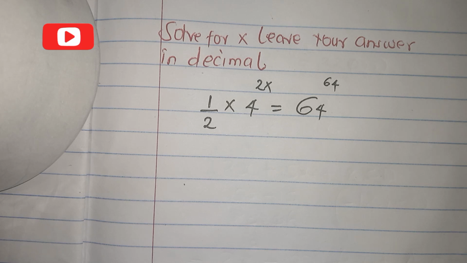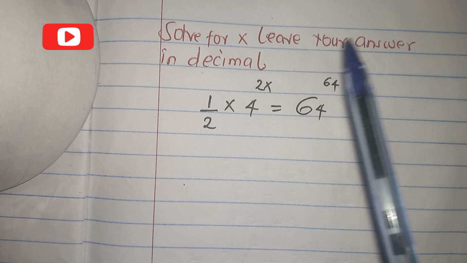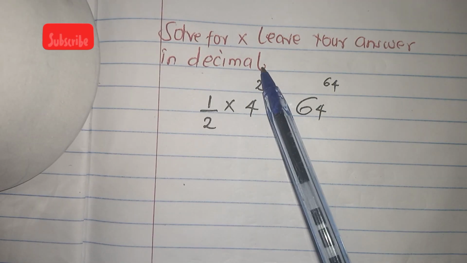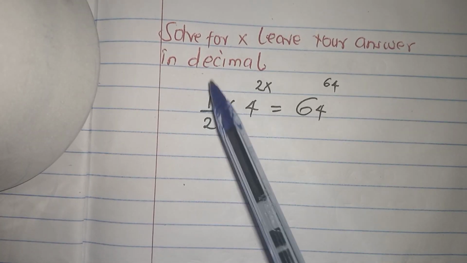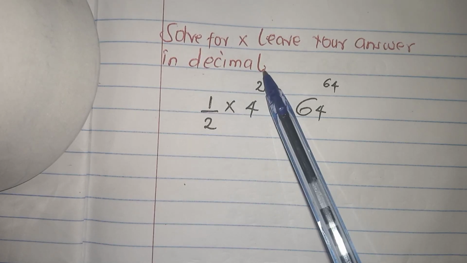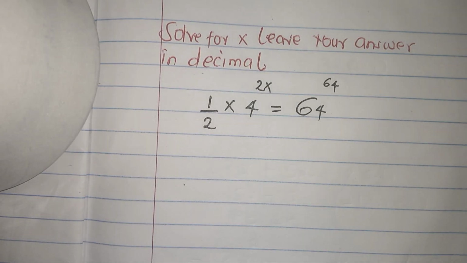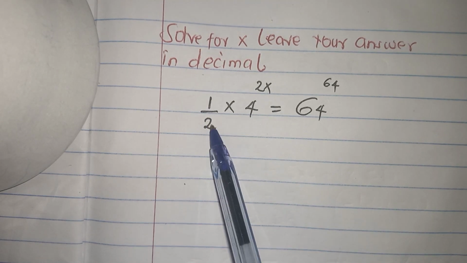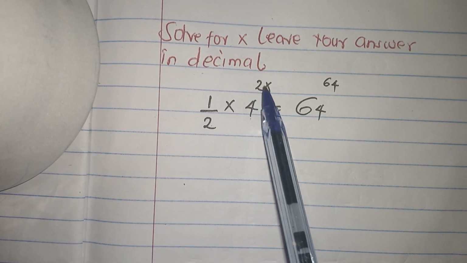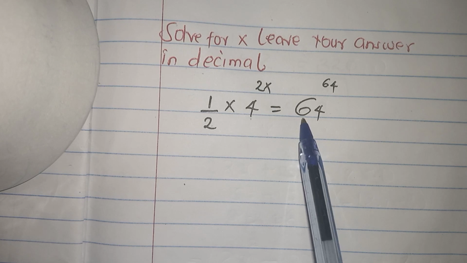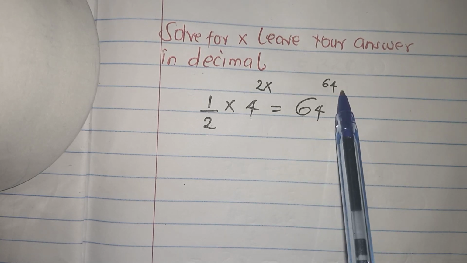Today I'm bringing you math, and we have solve for x, leave your answer in decimal place. So this is a condition: you should leave your answer in decimal place. So let's solve the value of x given that a half times 4 to the power of 2x is equal to 64 to the power of 64.